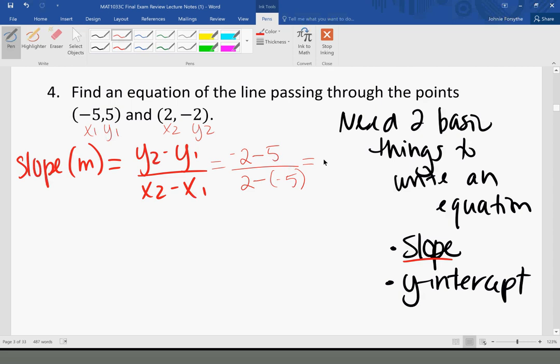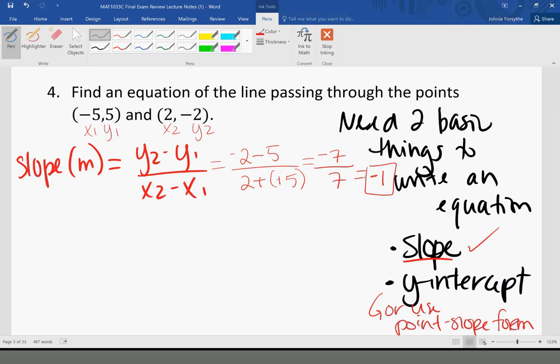So negative 2 minus 5 is negative 7, divided by 2 minus negative 5, which is the same thing as adding the opposite. So 2 plus 5, and then negative 7 divided by 7 equals negative 1. So that is the slope. We have the slope now. Now you can either find a y-intercept or you can use point slope form.